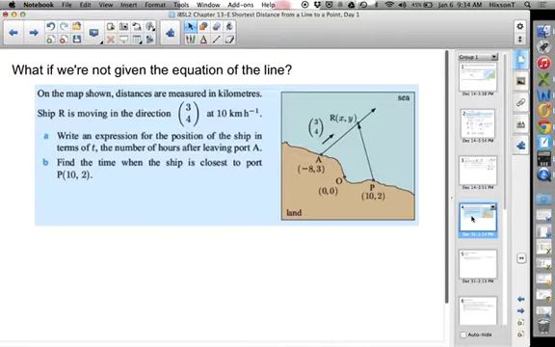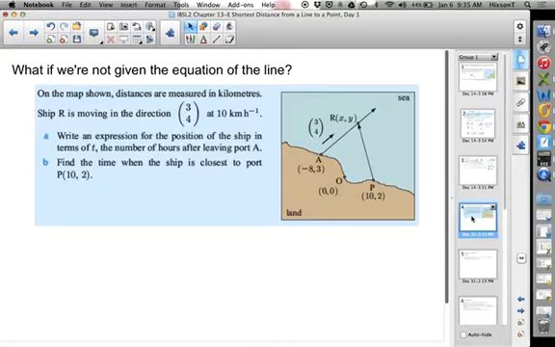Now, what's challenging about this one, and it's really easy to overlook, is the fact that we were given a direction vector and we were given a specific magnitude, that 10 kilometers per hour. Okay, and if you recall before we left for break, we talked about how to get a certain magnitude in a particular direction. Does anyone remember how to do that? Yeah, using our unit vector.